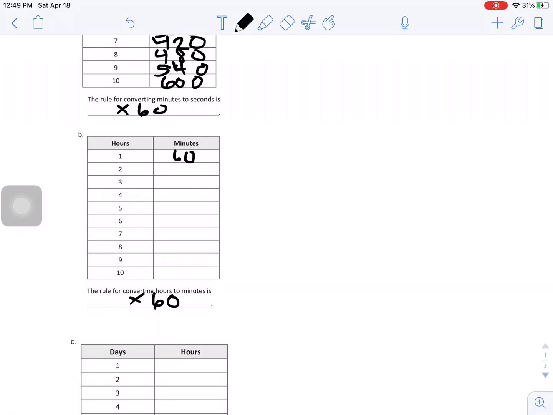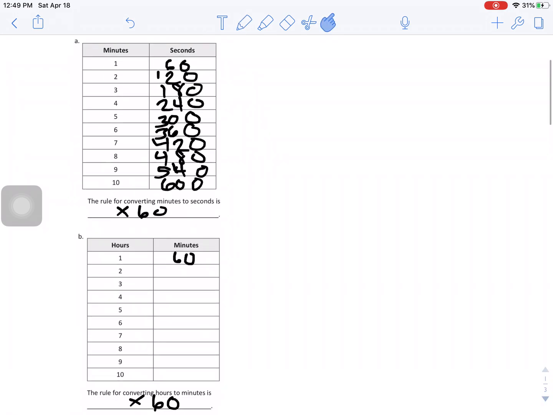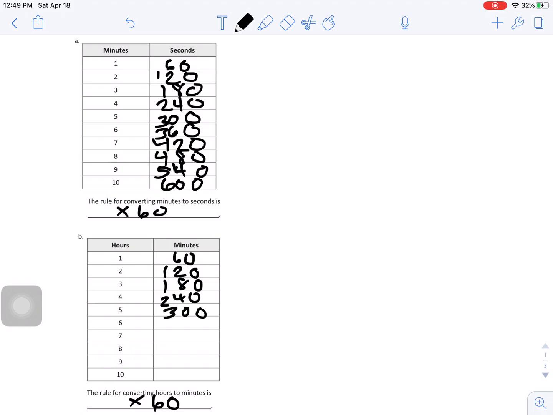It's going to look exactly the same as the conversion table above. The only thing that's different is it is not 2 minutes equals 120 seconds. It is 2 hours equals 120 minutes. So then it would be 180, 240, 5 hours would be 300 minutes, 6 hours would be 360 minutes, 7 hours would be 420.